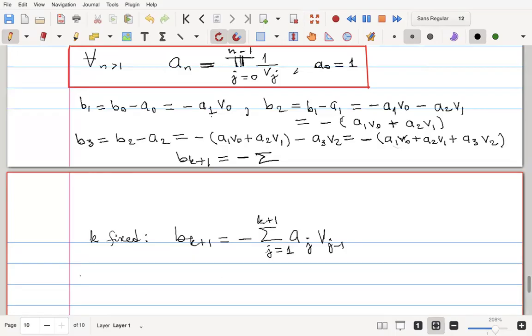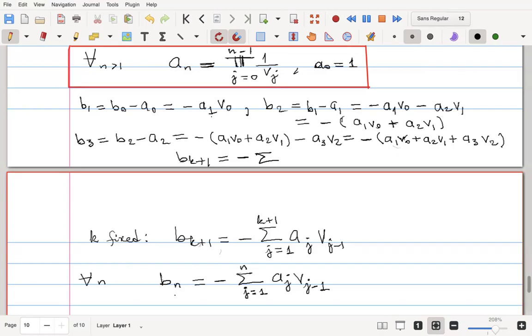So therefore, we can write a similar formula. For any n, b_n, now I'm going to reduce that by 1, so b_n will be negative the summation, j running from 1 up to n, of a_j v_{j-1}.